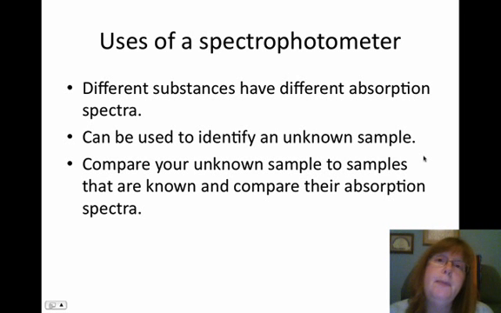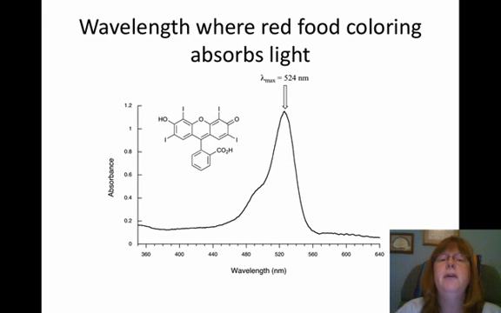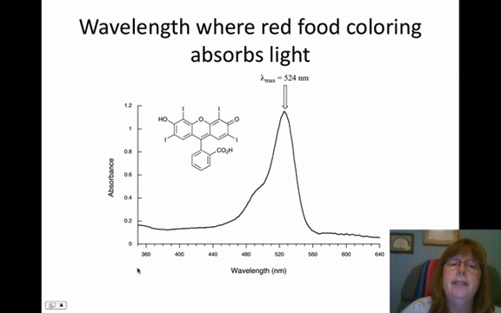All right, so uses of a spectrophotometer. Different substances are going to have different absorption spectra. And so we can use this to identify an unknown sample. You can compare your unknown sample to samples that you know, and you can compare their absorption spectra. So here we've got red food coloring. This is the structure of red food coloring. And here's our graph. The y-axis is absorbance, and our x-axis is wavelength.